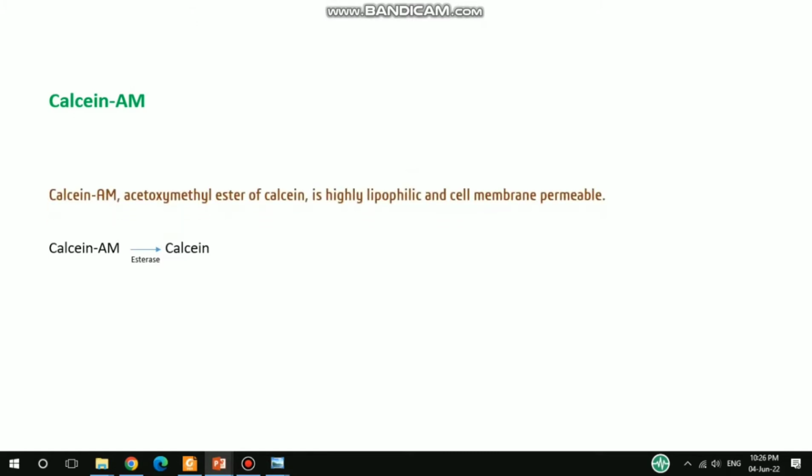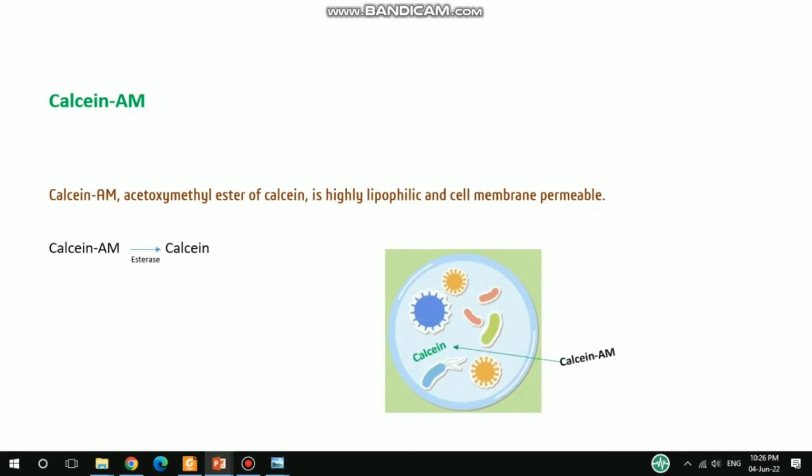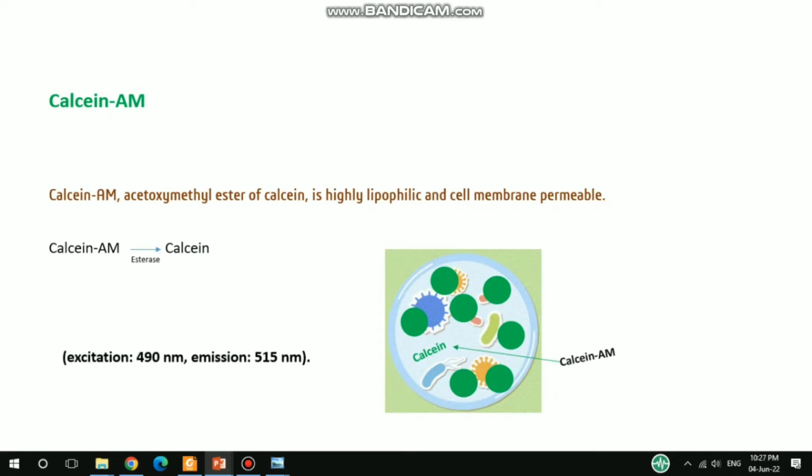Calcein-AM is the acetoxymethyl ester of calcein and is highly lipophilic in nature and cell membrane permeable, so it easily permeates the cell membrane. Calcein-AM itself is not a fluorescent molecule. Calcein is generated from calcein-AM by esterase in a viable cell. So in the live cell, when the calcein-AM enters the cell, it is converted to calcein by the esterase. This calcein emits green fluorescence, so this is for live cell detection. The excitation is 490 nanometers and the emission is 515 nanometers.